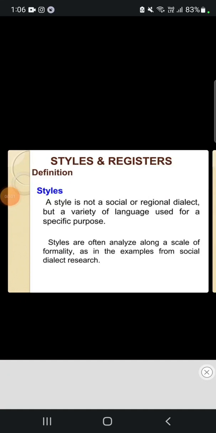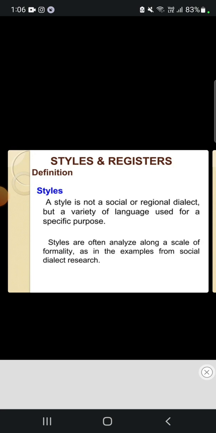Today, our topic is style and register, as we know that this is one of the topics from our course contents. But as far as the questions of the past papers are concerned, there is a question that can relate to this topic, that is the difference between stylistic features of formal and informal language.